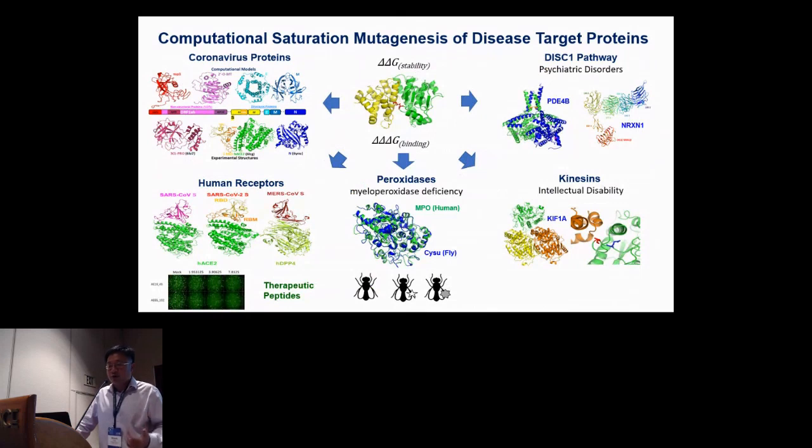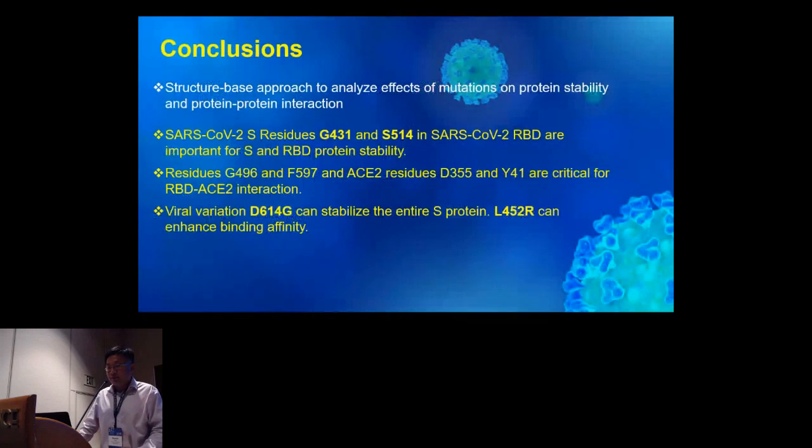Because of the time limit, I only focused on SARS-CoV-2, but we also looked at MERS and SARS-CoV-1, and we also try to develop some drugs. We also apply this to other target proteins and use fruit flies to find some very interesting phenotypes. To summarize, we use this approach to look at how mutations affect protein stability and protein interactions. We identify some functional sites, and we showed that some viral mutations could be very interesting, stabilizing the protein or enhancing binding affinities.